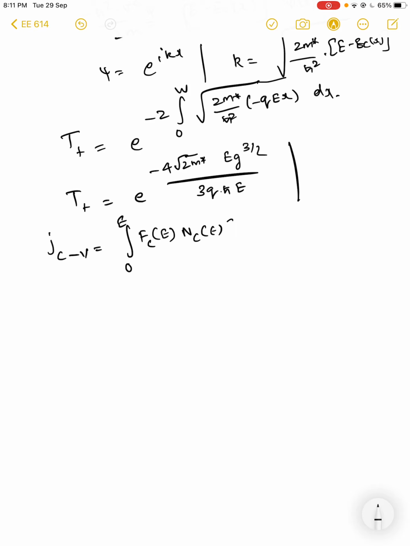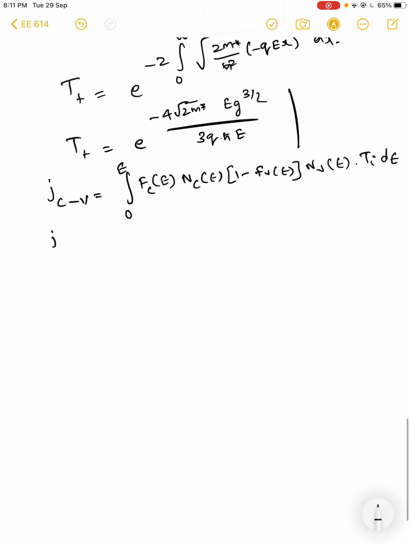conduction band. You should have a state which is vacant in the valence band, right? And number of states in the valence band multiplied by the tunneling probability that we calculated. Right? You can do the reverse as well.